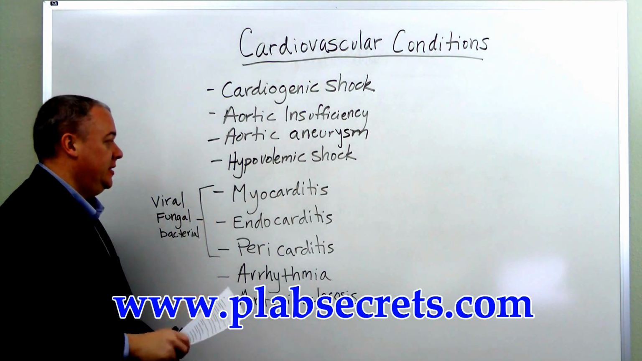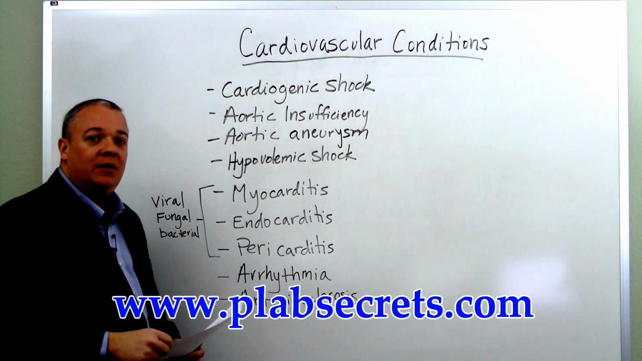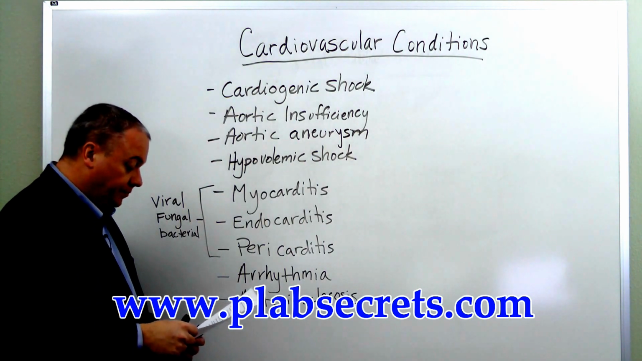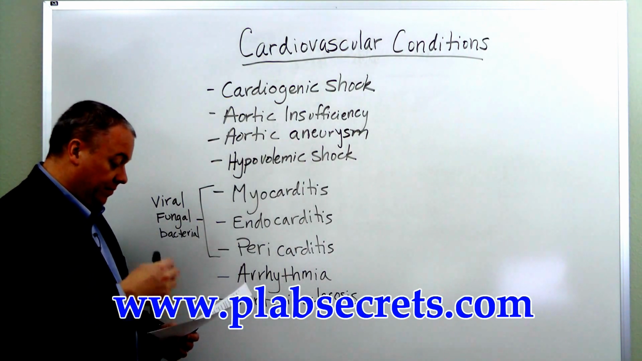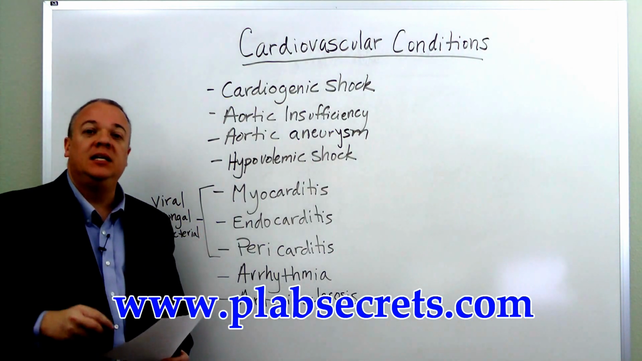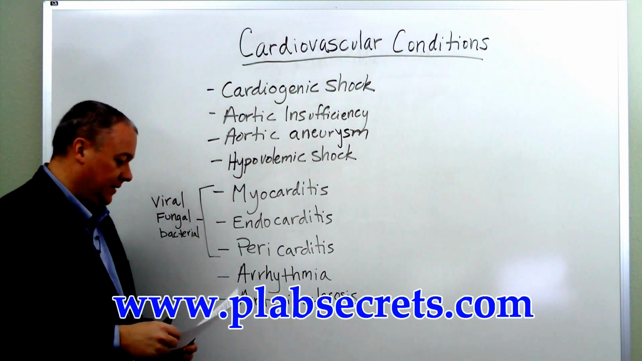In myocarditis, you have an inflammation of the heart muscle itself. In endocarditis, you have an inflammation of the internal lining of the heart, and probably the heart valves as well get inflamed. And then in pericarditis, what you have is an inflammation of the pericardium, the sac that surrounds the heart itself.